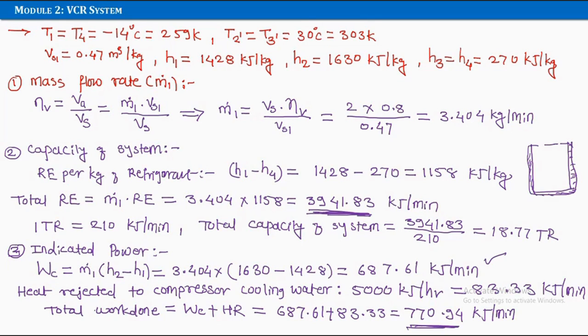If the total work done is not clear, let's understand it again. The work consumed by the compressor is utilized in two ways: one, to compress the refrigerant, and two, the cooling water used to cool the compressor absorbs heat. So the total consumed is the work required to compress the refrigerant and the energy given to the cooling water. So here it should actually be total work consumed by the compressor.